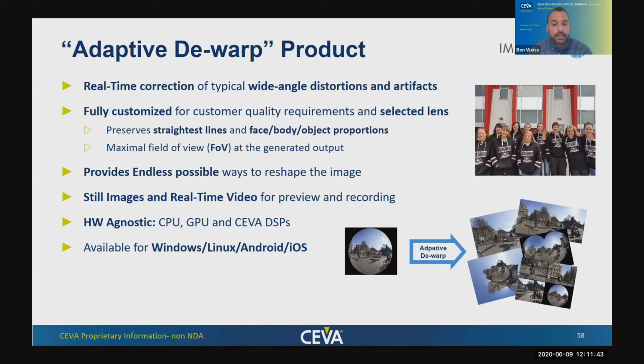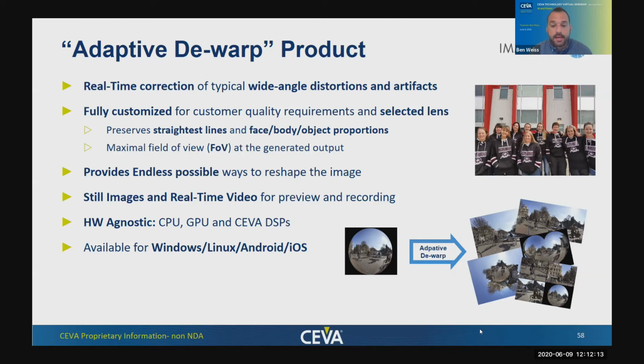The leading product is the adaptive dewarp, and it's the core technology of all other Immervision products. The adaptive dewarp, as explained before, can fix both lines and faces distortion, as well as the color and shading artifacts. The algorithm is fully customized for any type of lens selected by the OEM, as well as the customer's specific requirements.